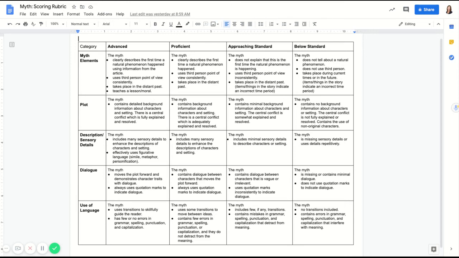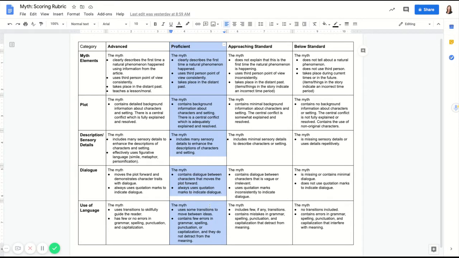Hello, students. This is the rubric I will use to give your myth a score. We talked about it briefly in class, but let's look at it in more detail. In class, we talked about the proficient column.